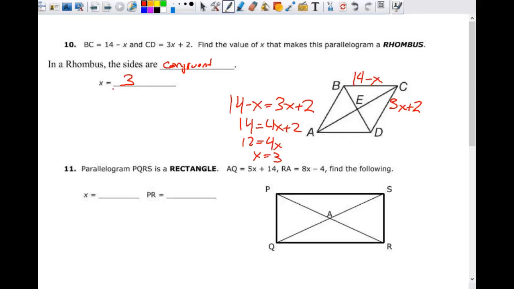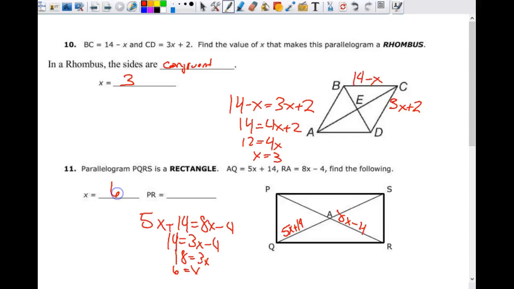For a rectangle, we have AQ, which is right here. RA is 8x minus 4. Spoilers, those are equal to each other. In rectangles, all of these are the same. 5x plus 14 is equal to 8x minus 4. 14 is equal to 3x minus 4. 18 is equal to 3x. x is equal to 6. PR.